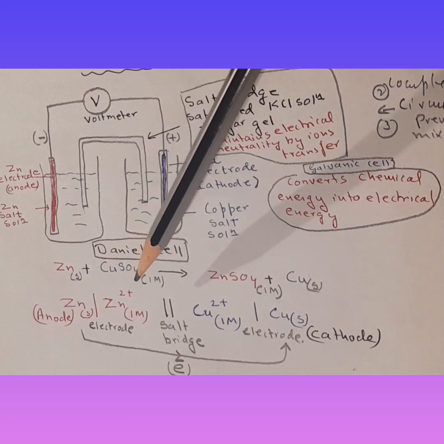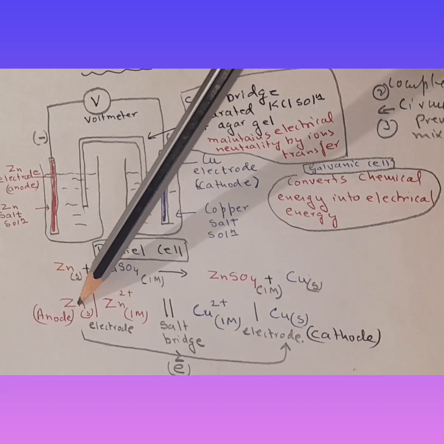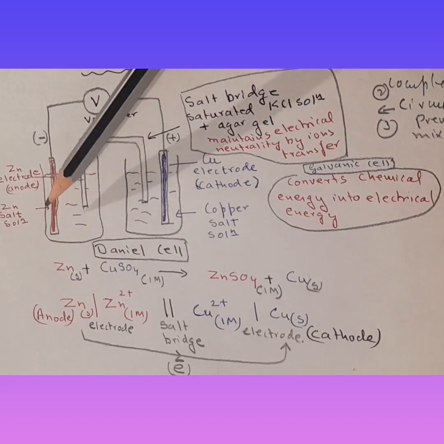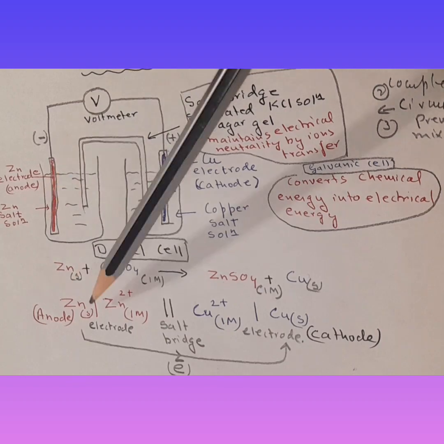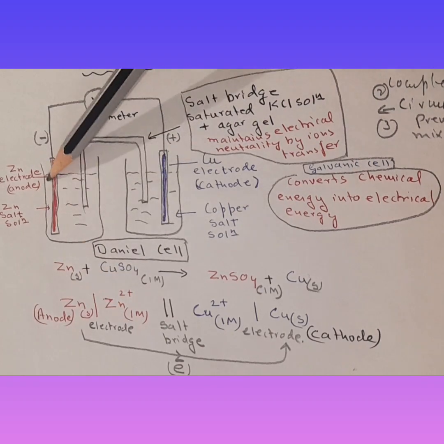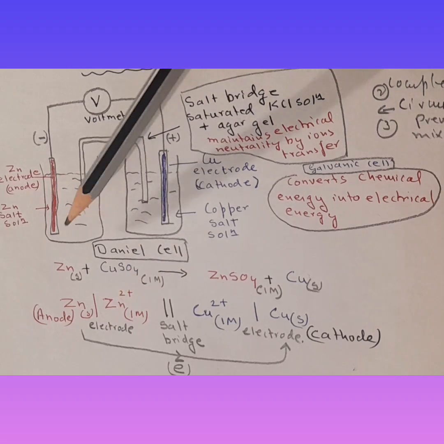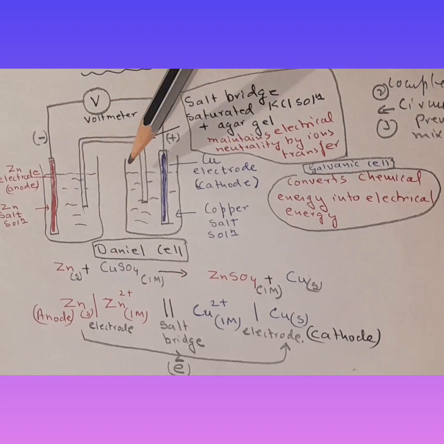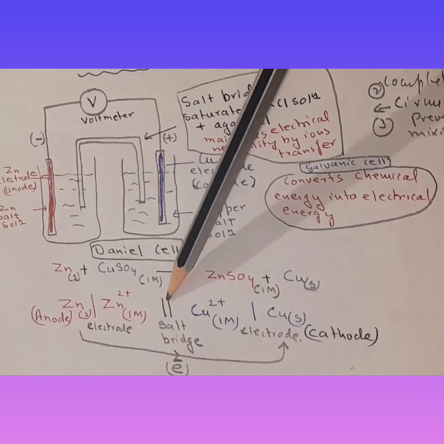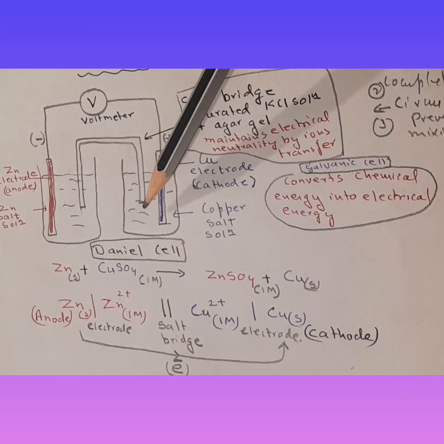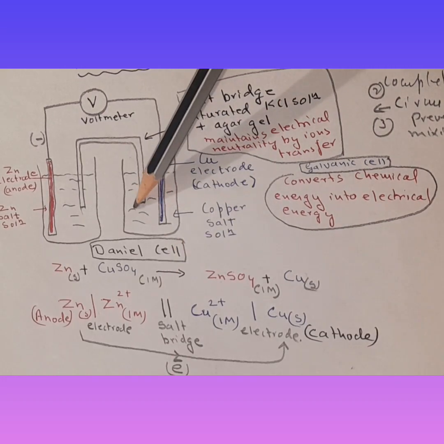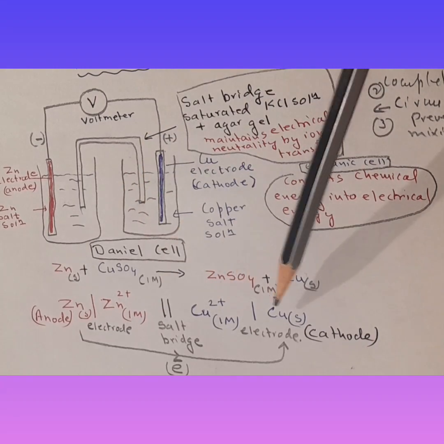How is this represented? It's represented like this: zinc solid, zinc electrode, then zinc sulfate, then the salt bridge, then again Cu2+ copper sulfate, 1 molar, and copper electrode.